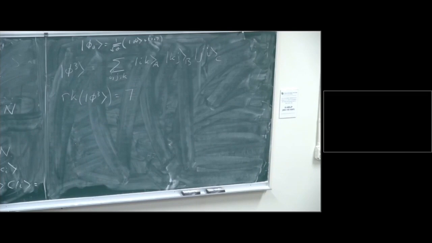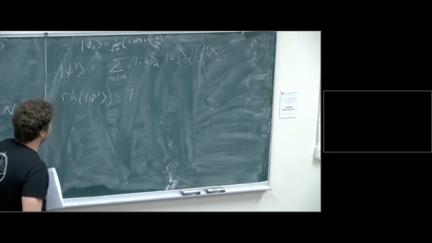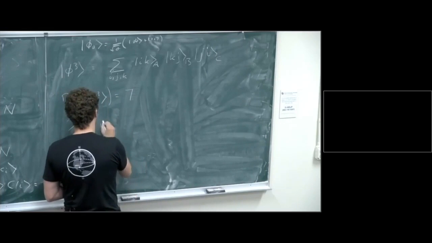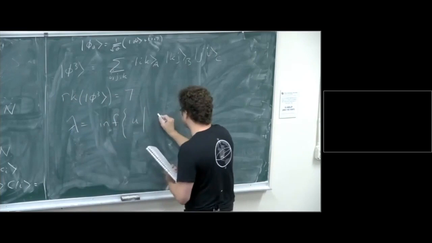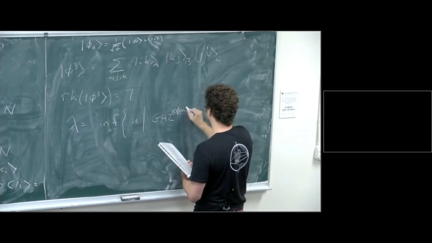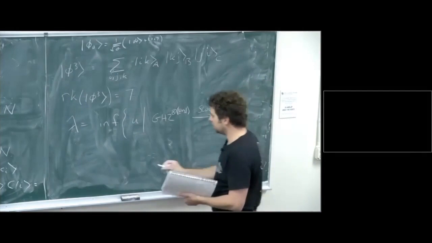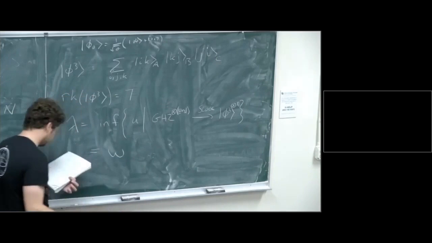And actually, I can write down something that, if you like that tensor, you probably like this number even better. Lambda is the smallest u such that I can LOCC interconvert u times N copies of a GHZ state into N copies of this phi 3. And anybody want to pick a Greek letter to call that? I call it omega, yeah? It's the exponent for matrix multiplication.